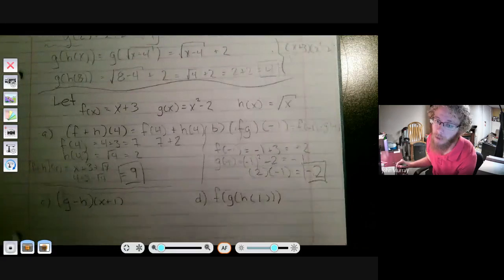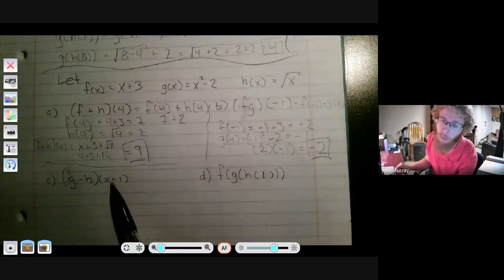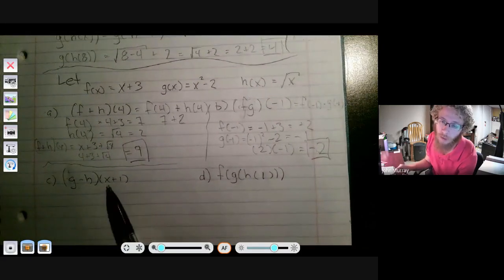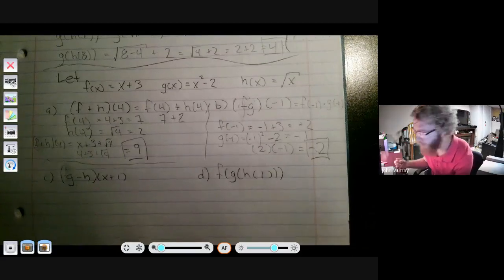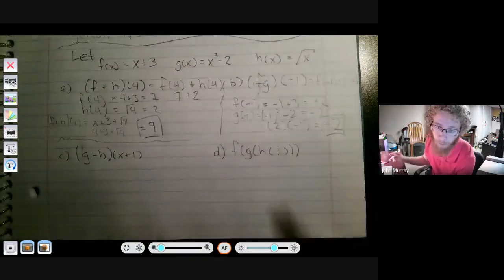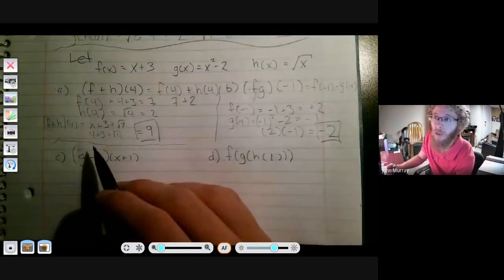Okay. C was a little different here because I asked you to plug in an expression. I left that one blank because I didn't really understand it that much. So let's take a look at this one. We'll do this one in depth.